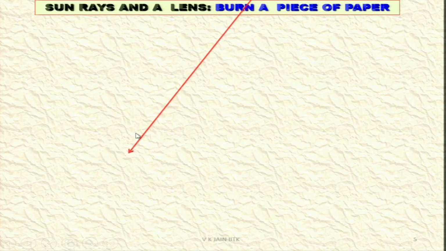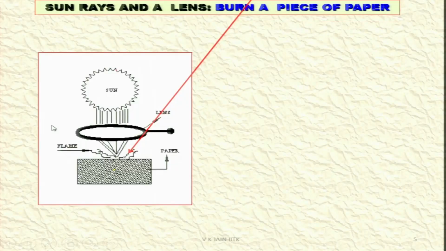Introduction to laser. Sun rays and a lens burn a piece of paper. This is the fun game being played by many kids in India especially. What they do, they take a lens, concentrate the sun rays on a piece of paper and burn it and tell their colleagues, "Oh, I have a magic. I am able to burn a piece of paper."